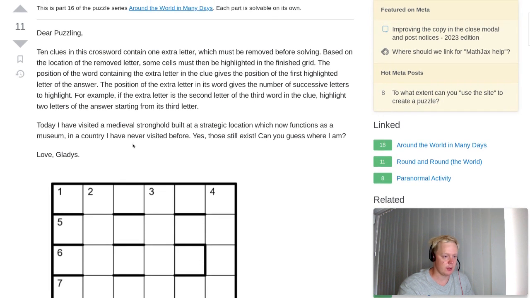So let's look at the rest of the preamble then. Today I have visited a medieval stronghold built at a strategic location which now functions as a museum in a country I have never visited before. Yes, those still exist. Can you guess where I am? Love, Gladys. Okay, so we are looking at some sort of medieval stronghold. That is going to be our final answer here.